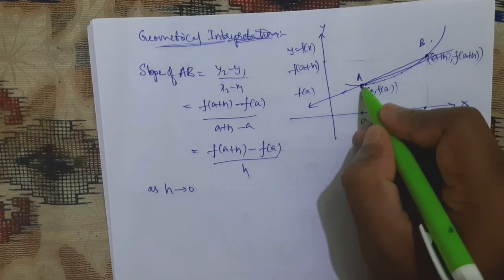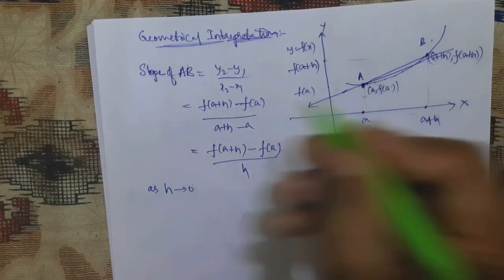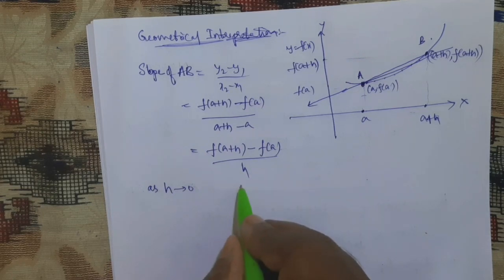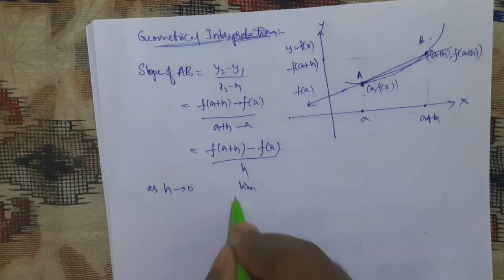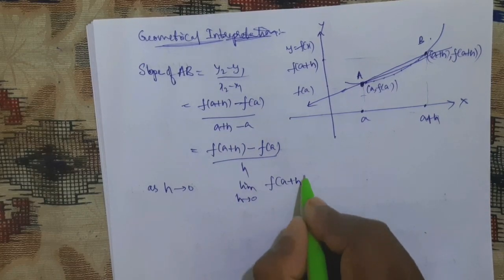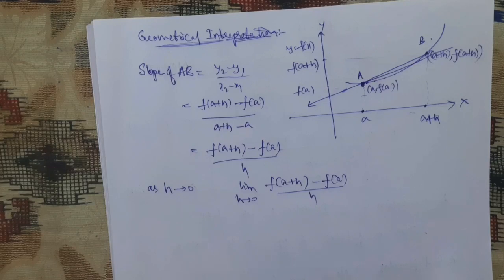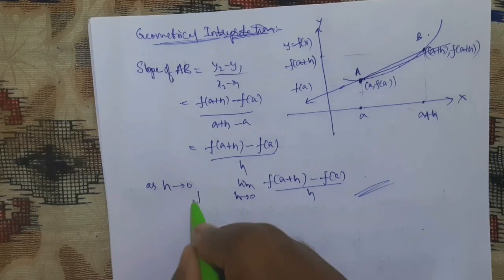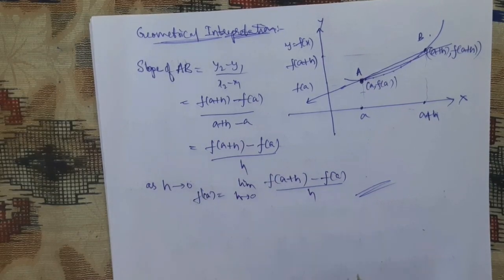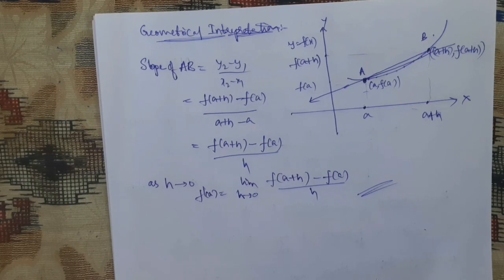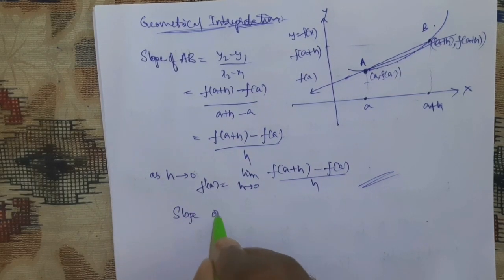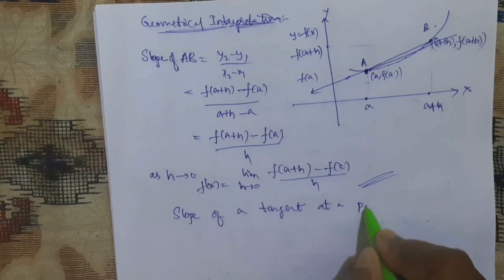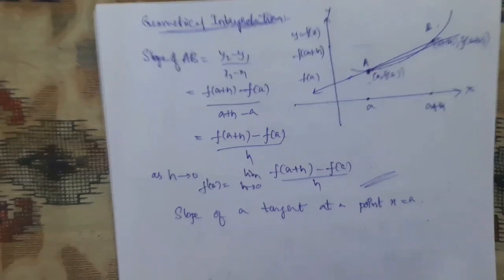Now at this point, if we find that limit value, that is nothing but a derivative. We will write it as limit h tends to 0 of f of a plus h minus f of a by h. This is through geometrical interpretation. Then we are getting the f dash of a value as limit h tends to 0 of f of a plus h minus f of a by h. We can also call this the slope of a tangent at a point x equal to a.